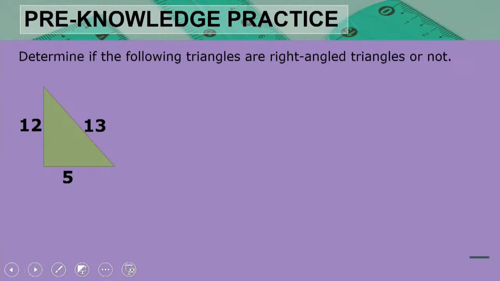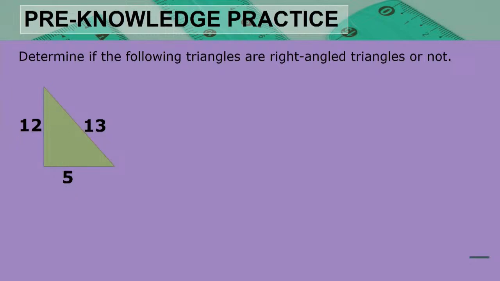We have here, determine if the following triangles are right-angled triangles or not. Looking at the first triangle, we are trying to determine whether it is a right-angled triangle or not. It's just a normal triangle, but we do know that if it were a right-angled triangle, then the longest side, which would be the diagonal side, would be equal to this side squared plus this side squared. Now that is what Pythagoras says. So we need to check if this is so.